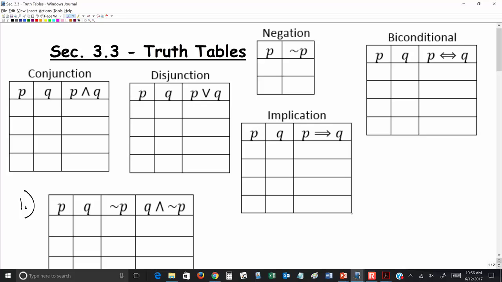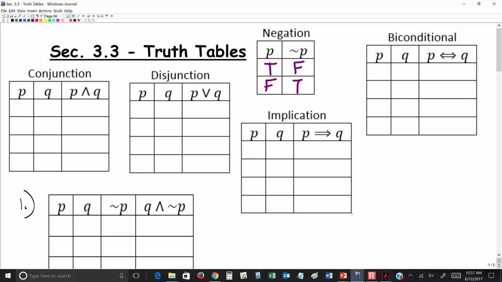All right, so section 3.3 is about truth tables. I'll start off with the truth tables for each of the symbols. So the easiest one is the negation. If P is true, then not P is false. If P is false, then not P is true.